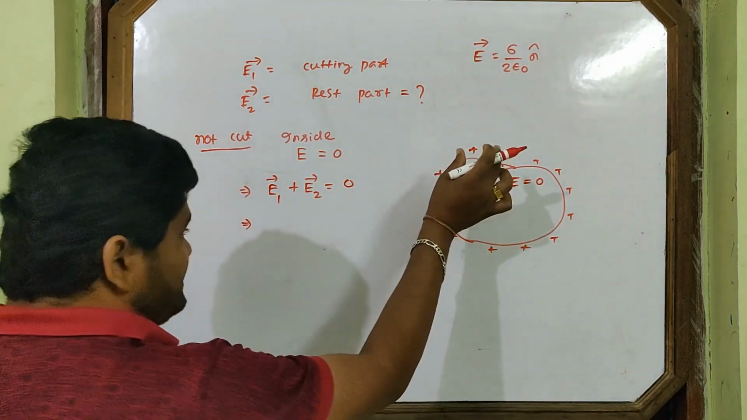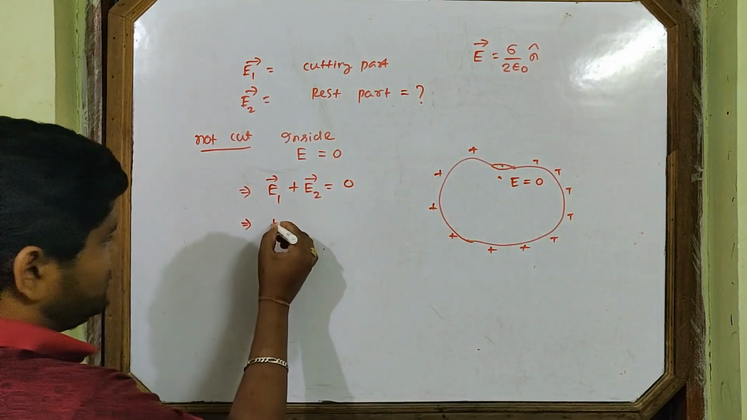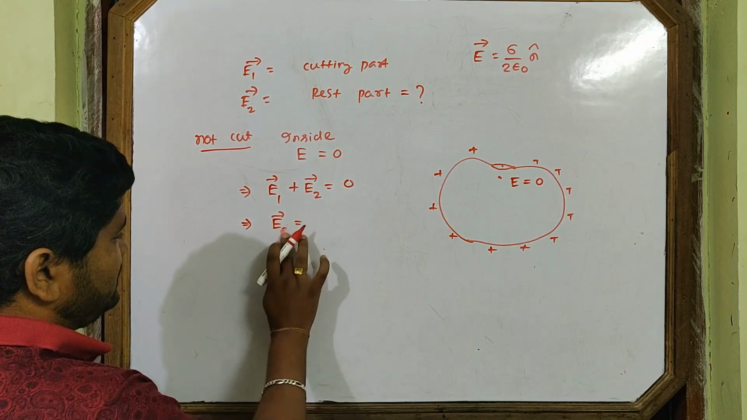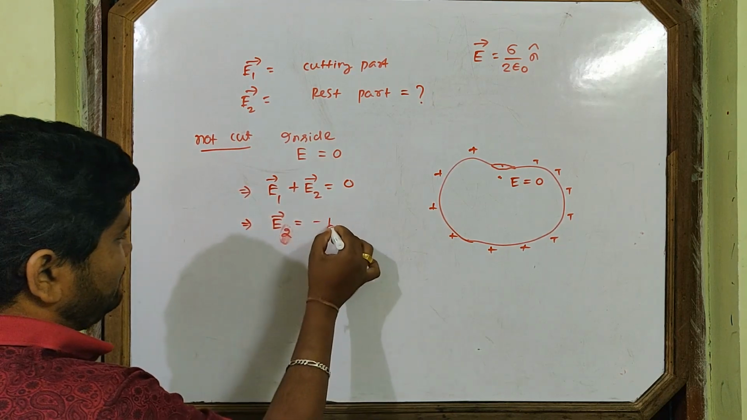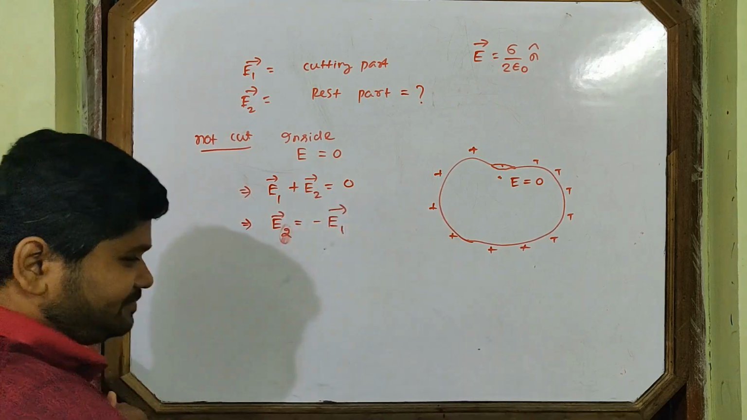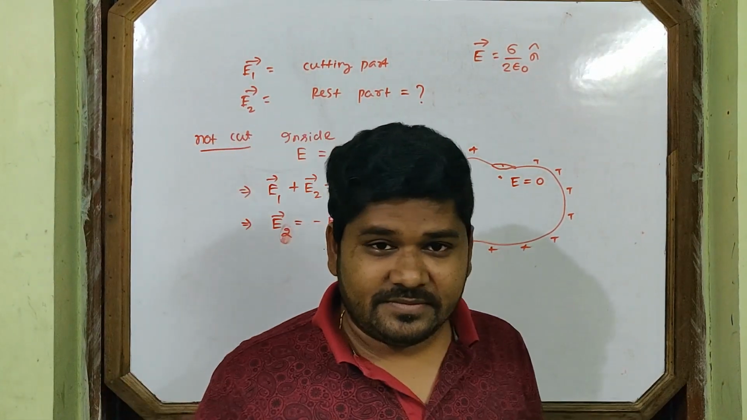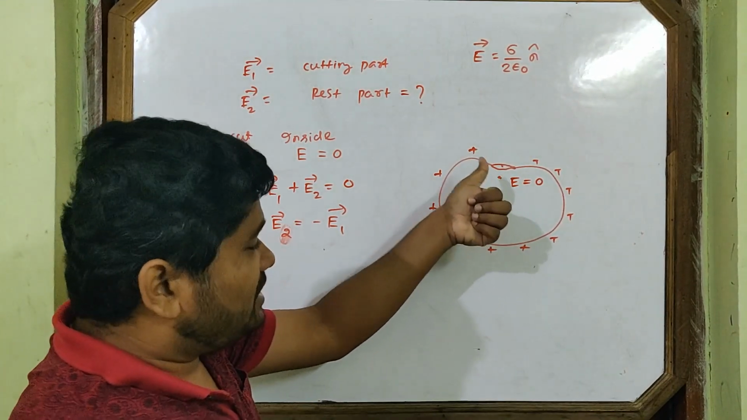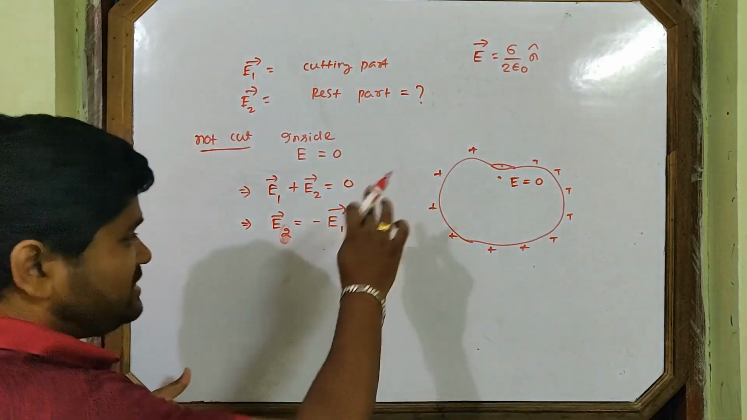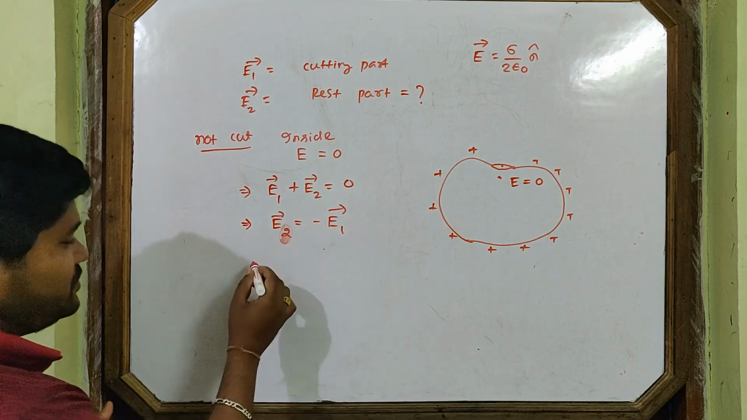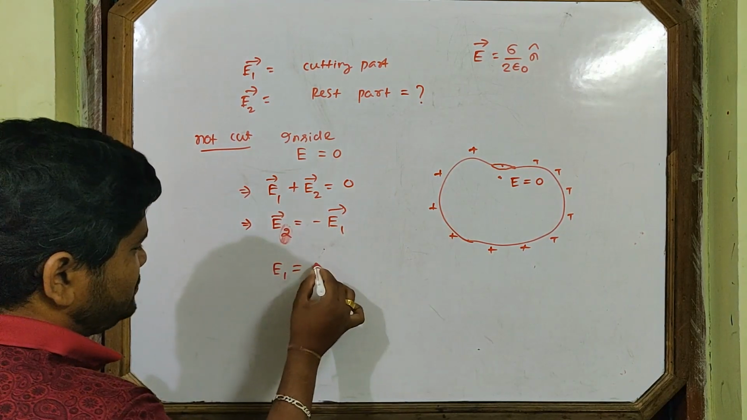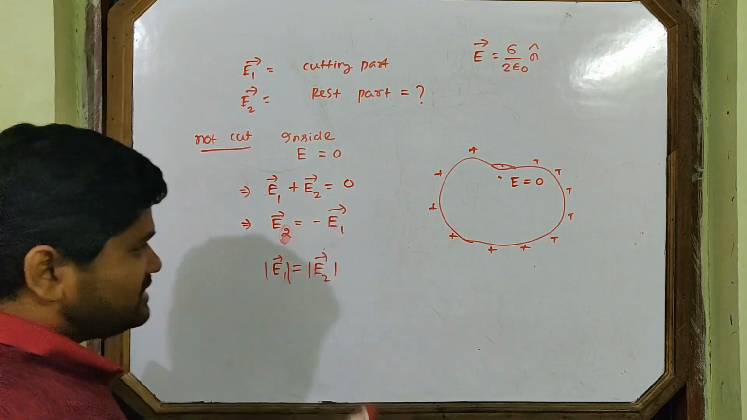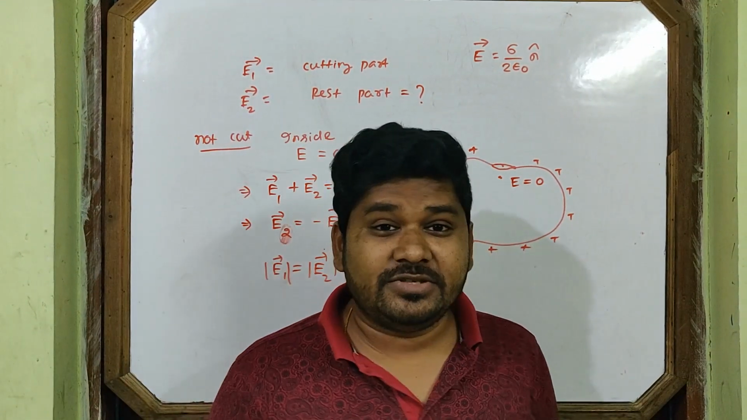Because I told you the cutting part is there, it is not cut. Then E1 vector and E2 vector, we need E2 minus E1 vector. You understand what this means? Why is the electric field inside 0? Because the electric field due to the cutting part and the rest part are equal in magnitude but opposite in direction, for which the electric field is 0 inside it.